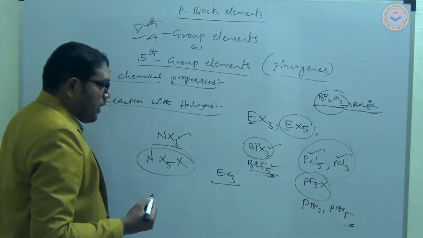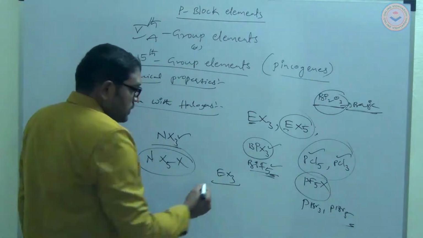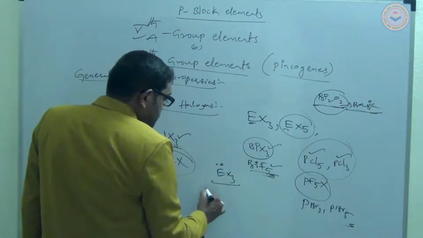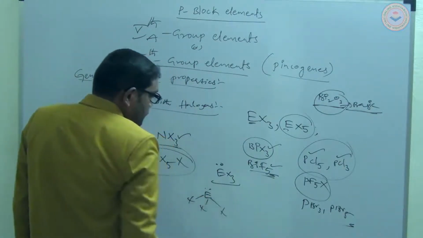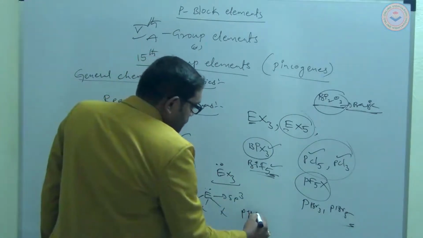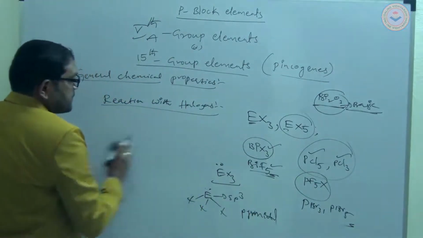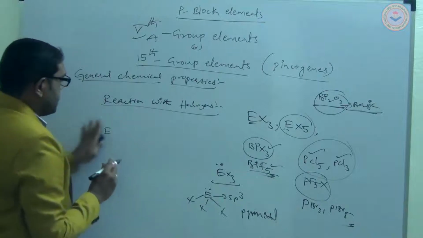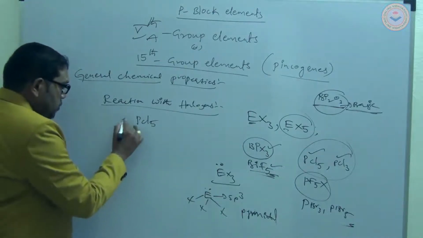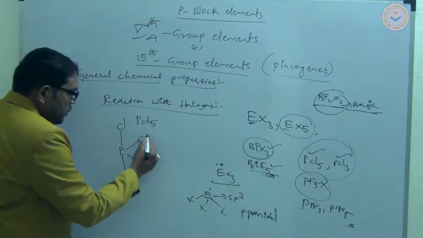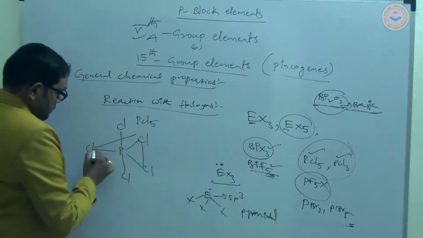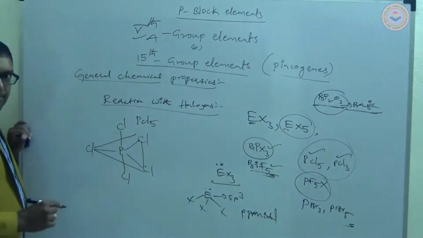In EX3 type of halides, the central atom shows one lone pair of electrons, and they show this structure with sp3 hybridization and pyramidal shape. In EX5 type of halides, the best example is phosphorus. In PCl5, phosphorus is the central atom, 2 chlorines are in axial positions, 3 chlorines are in equatorial positions, and it shows a trigonal bipyramidal structure.